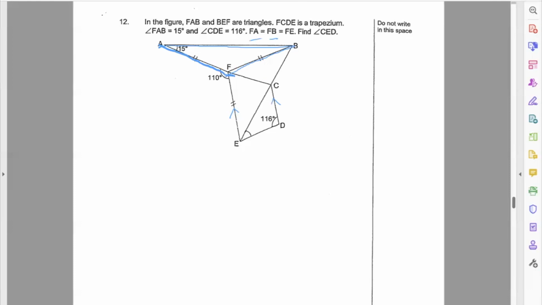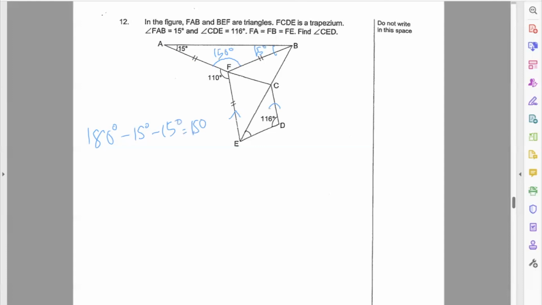So if it's an isosceles triangle, it will mean that these two angles at the bottom of the isosceles triangle will be equal. So I indicate 15 degrees to this. Next, I can find this angle using angles in a triangle, which add up to 180. So 180 degrees minus 15 minus 15, I will have 150. So this is 150 degrees.